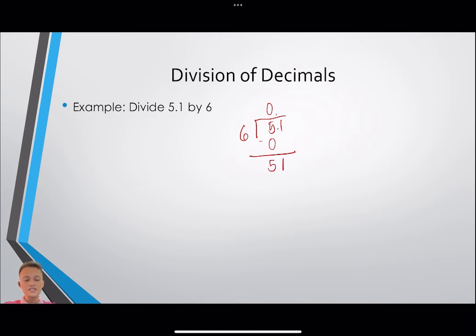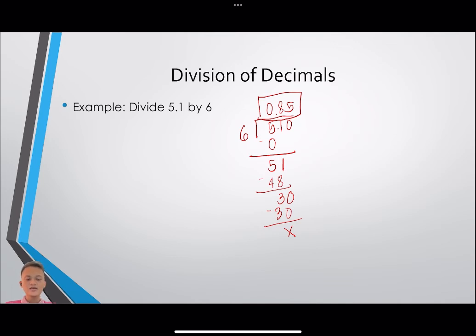51 divided by 6 is 8. 6 times 8 is 48. 51 minus 48 is 3. And then, if meron pa siyang remainder, maglalagay tayo ng 0 dito and then bring down 0. 30 divided 6 is 5. 6 times 5 is 30. 30 minus 30 is 0. So, the answer is 0.85.